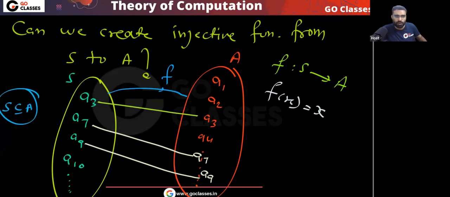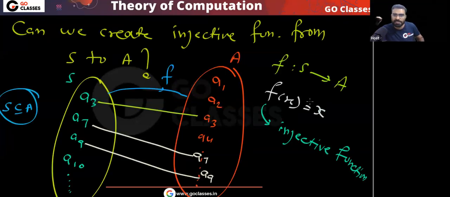So can you notice, if you do this, this will be an injective function. Because there exists an injective function, I can say S is countable. Okay, yes or no? So S is countable. So this is the reason. Is this clear? Please let me know.